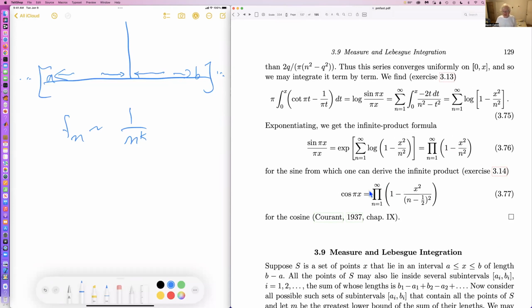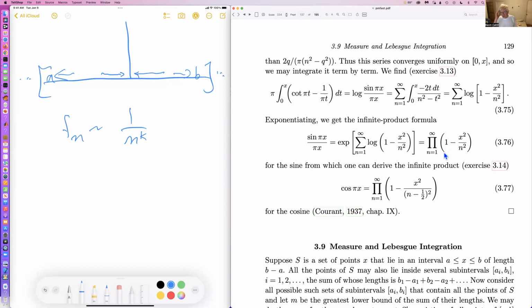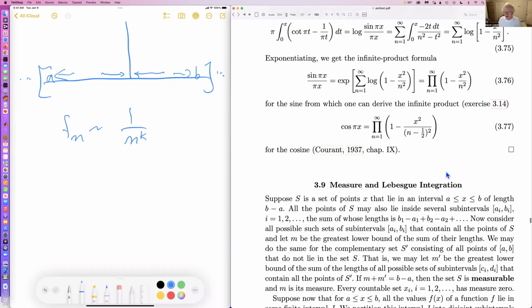And one even gets this expression for cosine pi x as an infinite product, and for sine pi x over x as an infinite product. These are sort of special, but infinite series I find more or less easy to understand. Infinite products, I find them always to be intrinsically mysterious, and in fact, I think one can say they're related to path integrals, which are also mysterious.